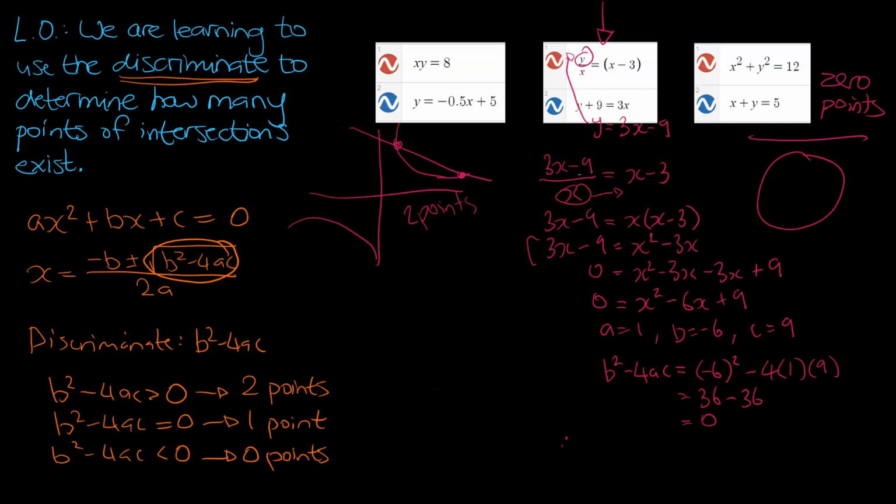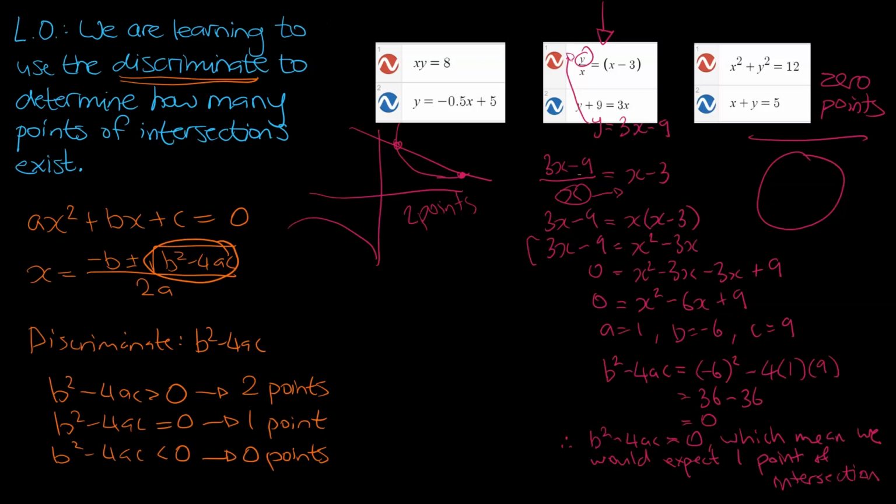So therefore, b squared minus 4ac is equal to 0. That's a bad equal sign. I'm going to do that again. That's equal to 0, which means we would expect 1 point of interception. Awesome. So well done if you got that.